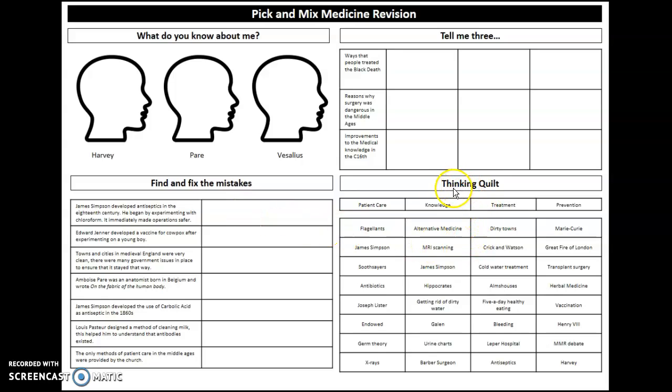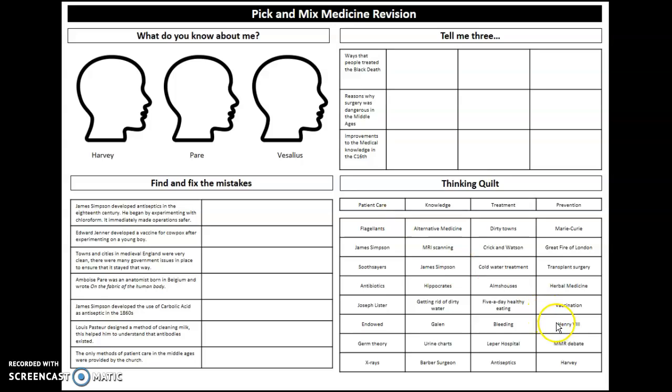Finally, there is a thinking quilt for you to complete. We've got 4 topics that we've looked at so far: patient care, knowledge, treatment and prevention. You need to colour code the key words or people that are mentioned in the grid to each of these topics. For example, patient care.